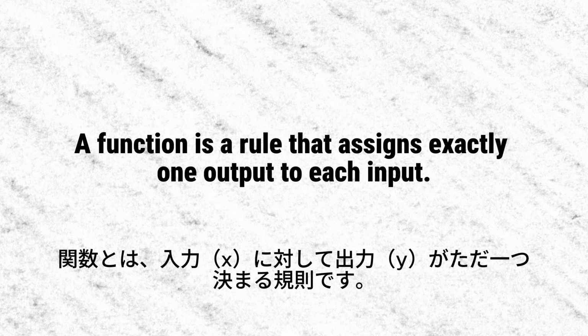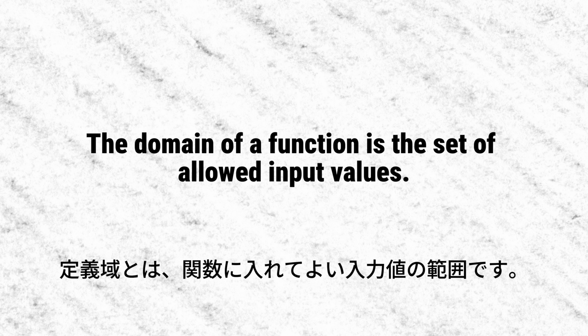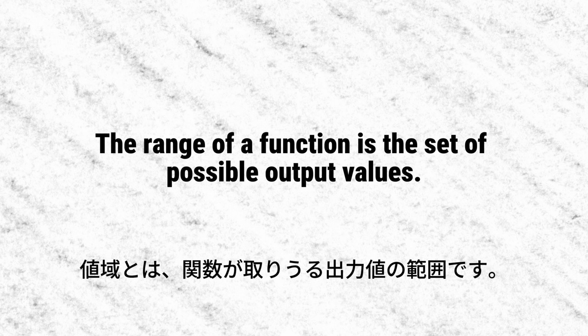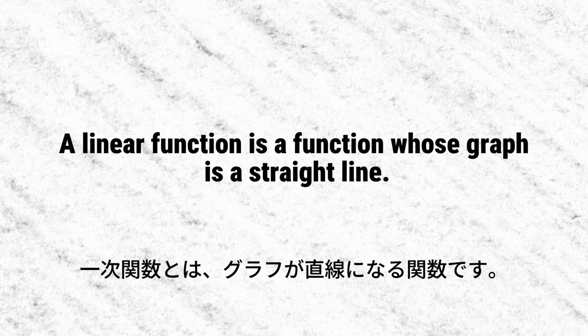A function is a rule that assigns exactly one output to each input. The domain of a function is the set of allowed input values. The range of a function is the set of possible output values. A linear function is a function whose graph is a straight line.